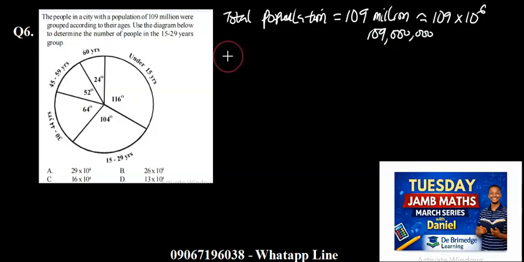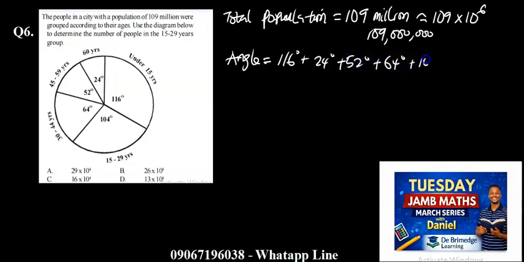So the total of the angles is equal to 116 degrees plus 24 degrees plus 52 degrees plus 64 degrees plus 104 degrees. It must always give you a total of 360. Take note of that. Sometimes you don't even add that. Now, the question says, use the diagram below to determine the number of people in the 15 to 29 years group.